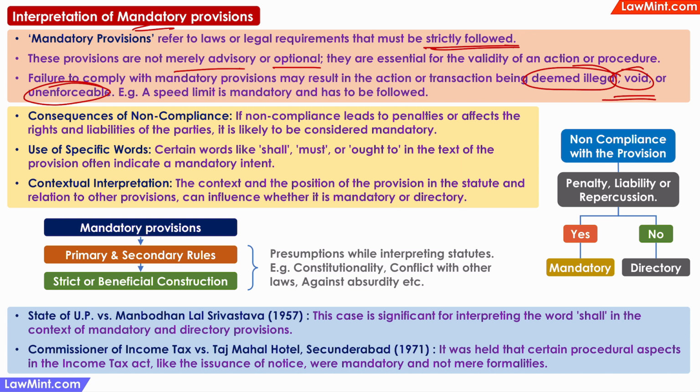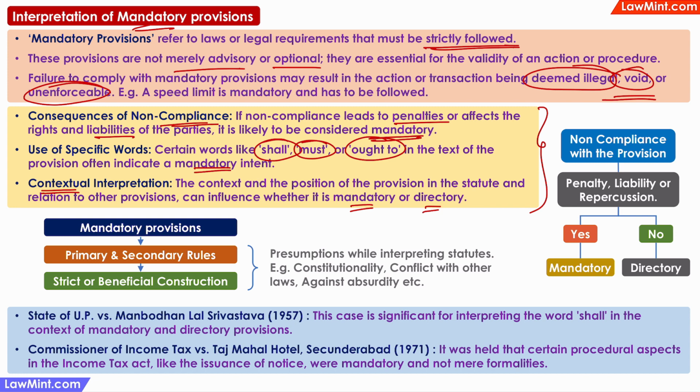To identify whether a provision is mandatory or directory, we can use some basic guidelines, such as if non-compliance with some provisions leads to some penalties, results in some liabilities, or has some negative effects on some rights, then it is a mandatory provision. Or if a provision has the words must, shall, or ought to, then it is an indication that it is a mandatory provision. Or by reading the provision contextually, what is its position within the statute? What is its relationship with other statutes? We can identify if a provision is mandatory or not.